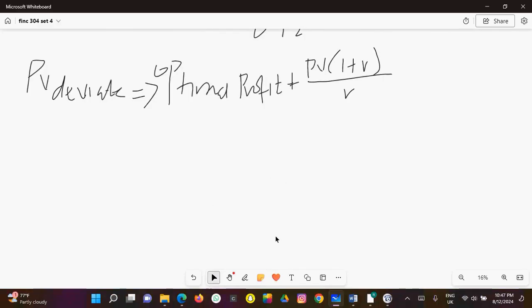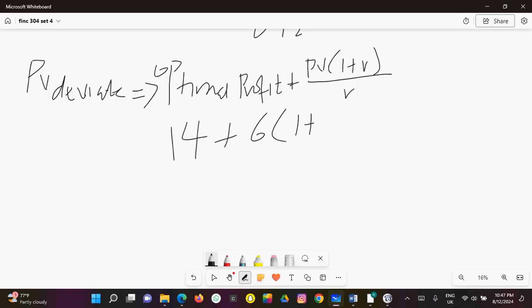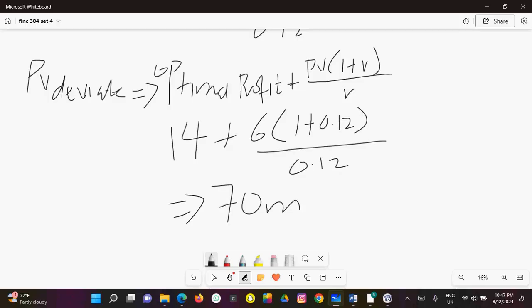Now initially they were cooperating, so they were having 14, and then now one decides to cheat, so things will change from 14 to 6, and we go with 1 plus the 12%, 0.12 all over 0.12. For this, we are going to get 7 million.